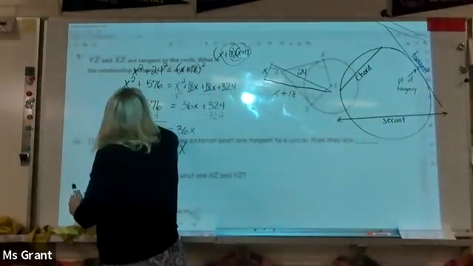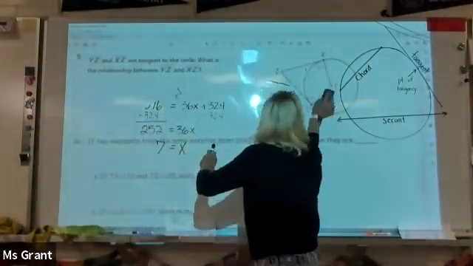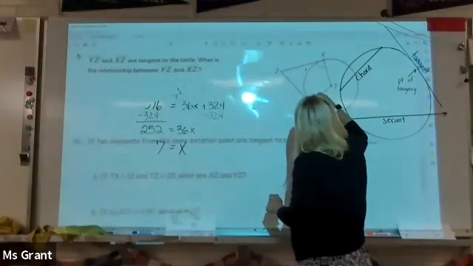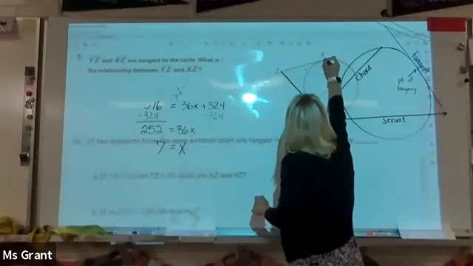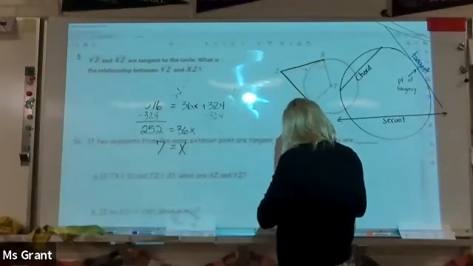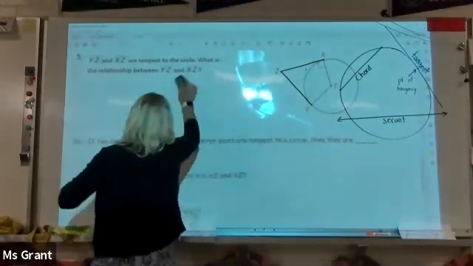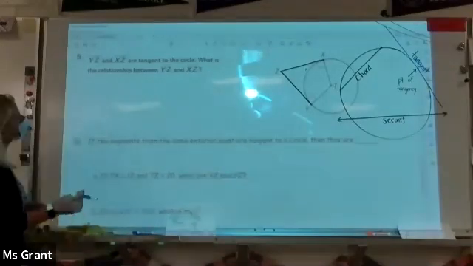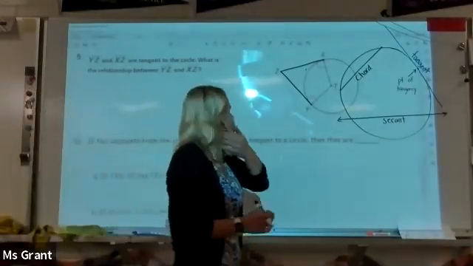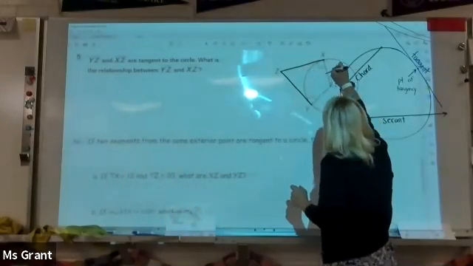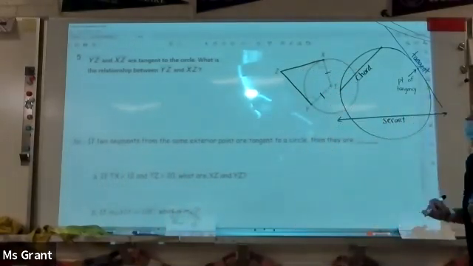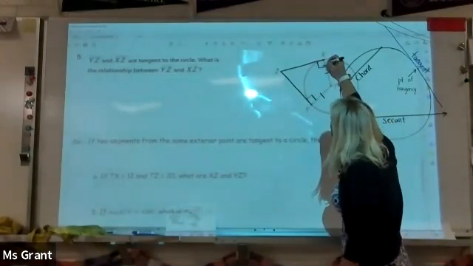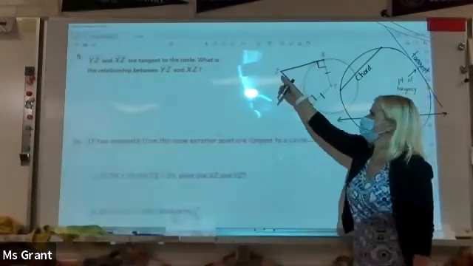So YZ and XZ are tangent. That means they connect to point Z, right? So what is the relationship between the two lines? What do I know about these two lines? Obviously, these two are the radiuses. They're congruent. Easy. Right angles are formed right here. What do we know about these two lines here, these two black lines?